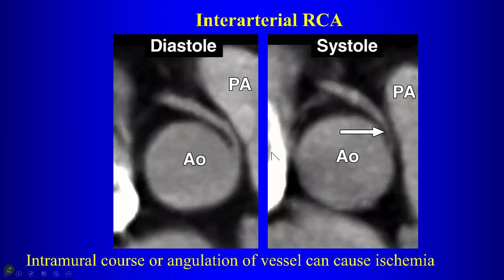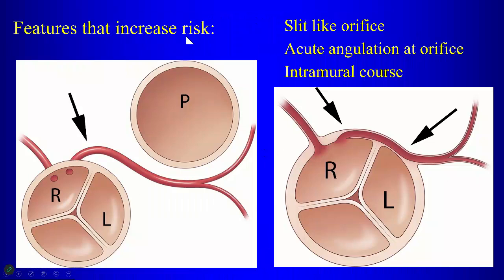Again, we can look at it. If you've done retrospective gating, you can look to see what happens to the vessel in systole and diastole. In most cases we don't have this information, but you can sometimes demonstrate narrowing of the vessel in systole. So what are the features that we look for? The important thing is, an anomalous left coronary artery from the right taking an interarterial course tends to be more dangerous than the anomalous right taking an interarterial course.